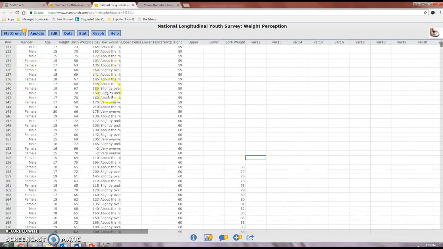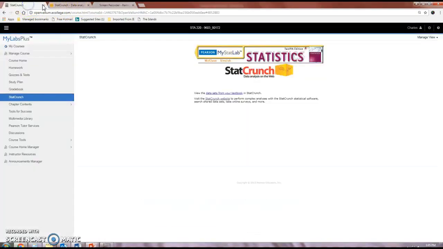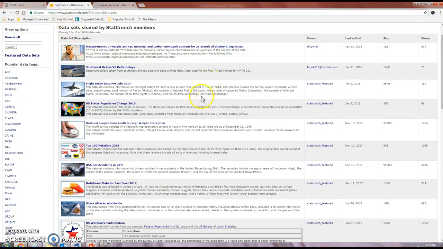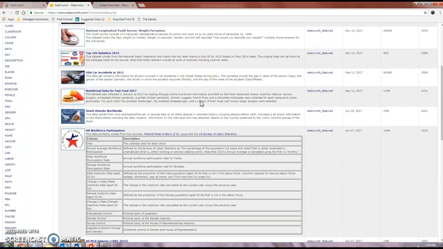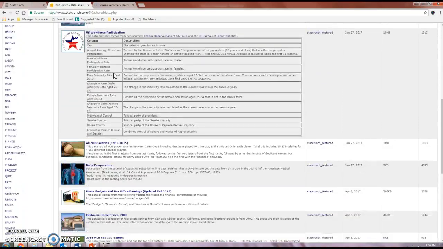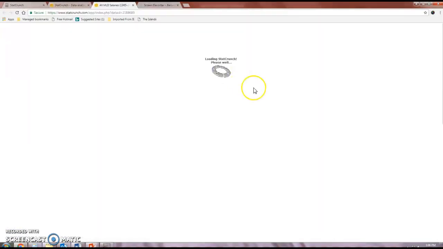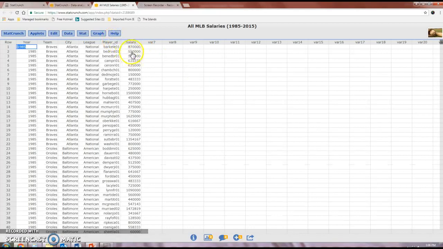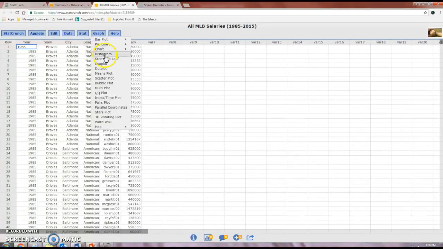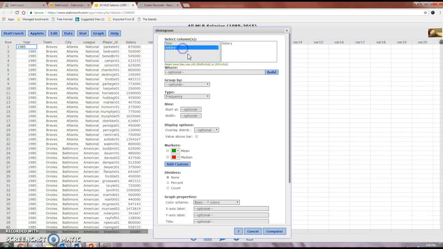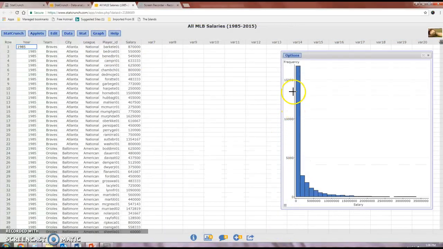Let's see, what else could we do with that? Maybe another data set. I guess we could do salaries just quickly. Let's do a quick little histogram on that, just out of curiosity. The salary of Major League Baseball players. Okay, that looks pretty clearly like it's skewed right.